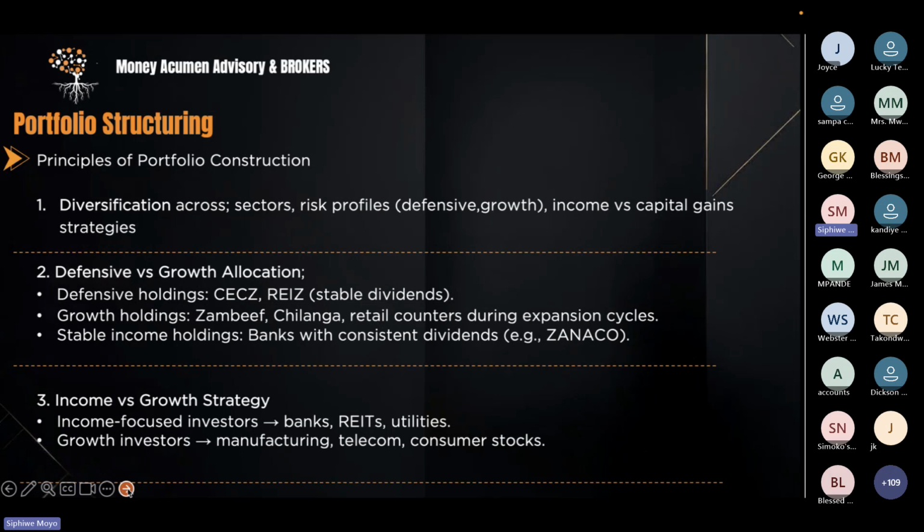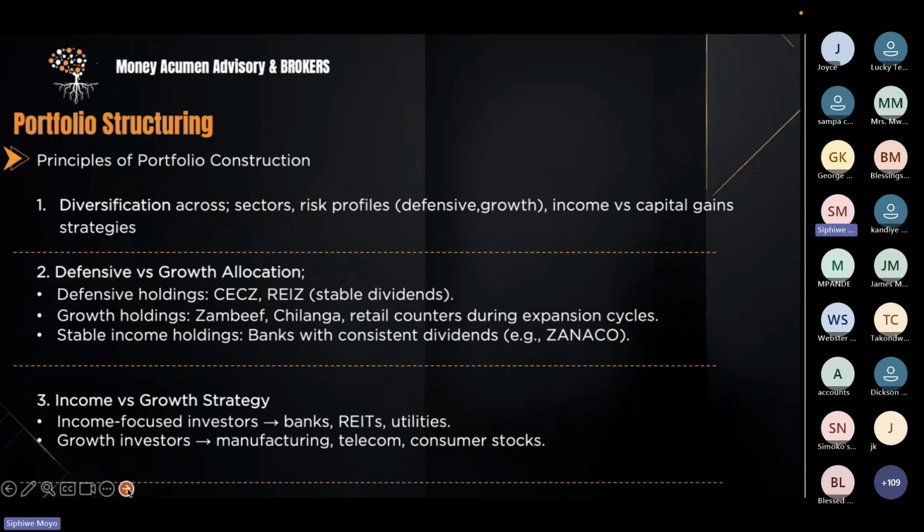All right. Another principle, the last principle for this session, is income versus growth strategy. So this is another principle you apply as you are structuring your portfolio. Income-focused investors will obviously be more biased to banks, REITs, and utilities, whereas growth investors will be more biased to manufacturing, telecoms, and consumer stocks.